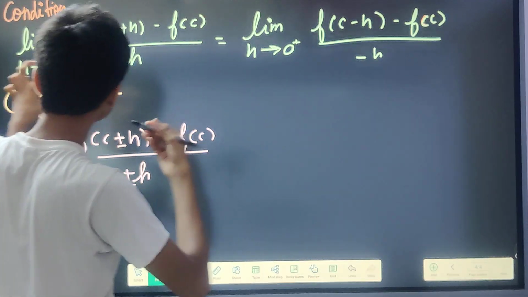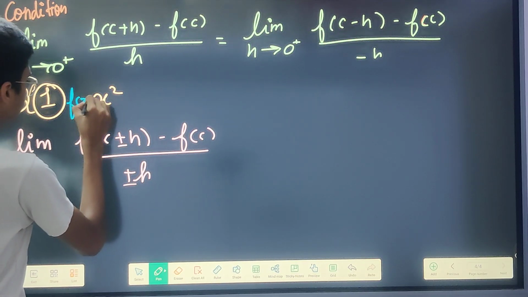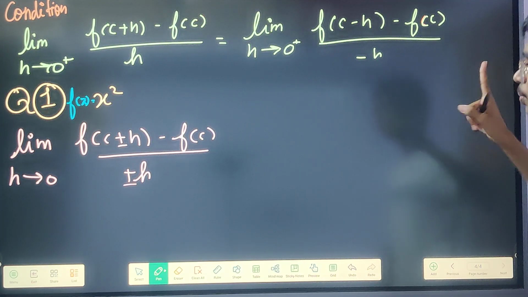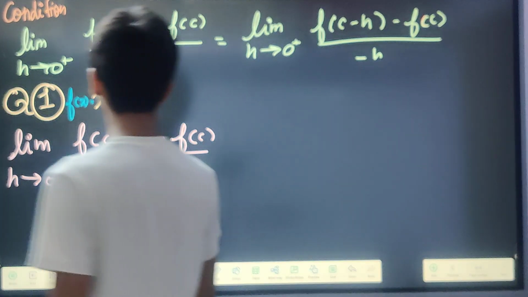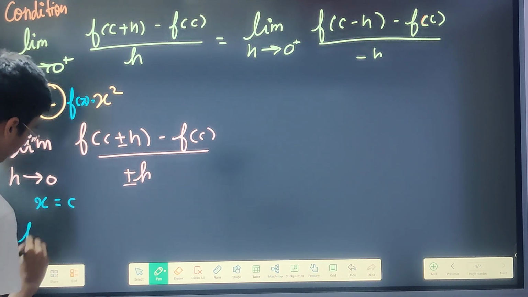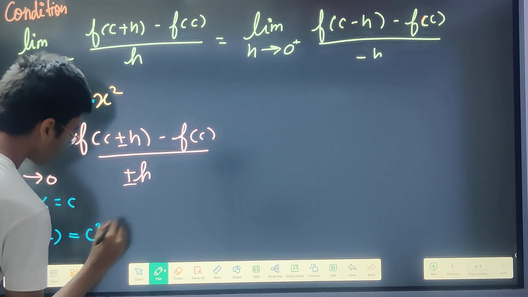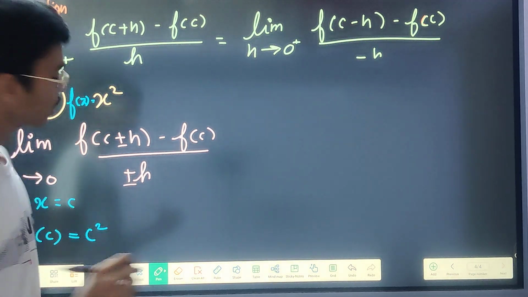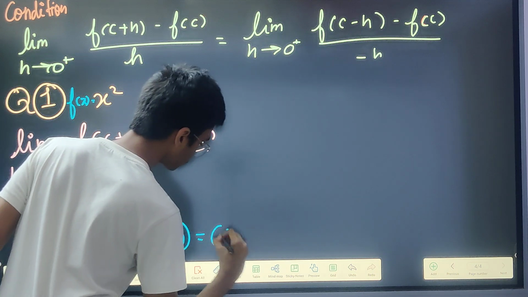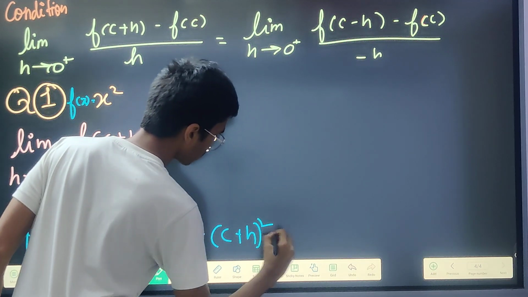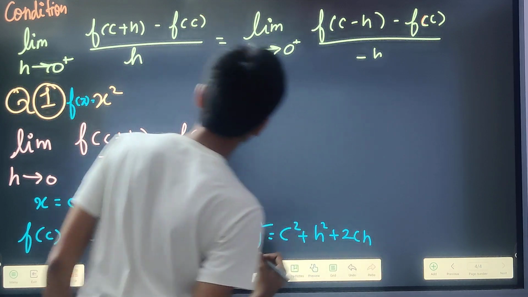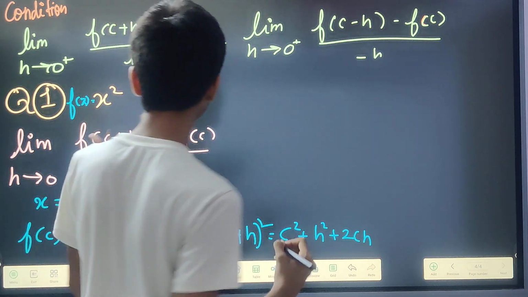So this is what f of x is actually. f of x is equal to x square. At point c you have to calculate. Here x is equal to c, so I can write f of c is equal to c square. Then f of c plus h is c plus h the whole square, which is equal to c square plus h square plus 2ch. Now I'm going to put it in this formula.